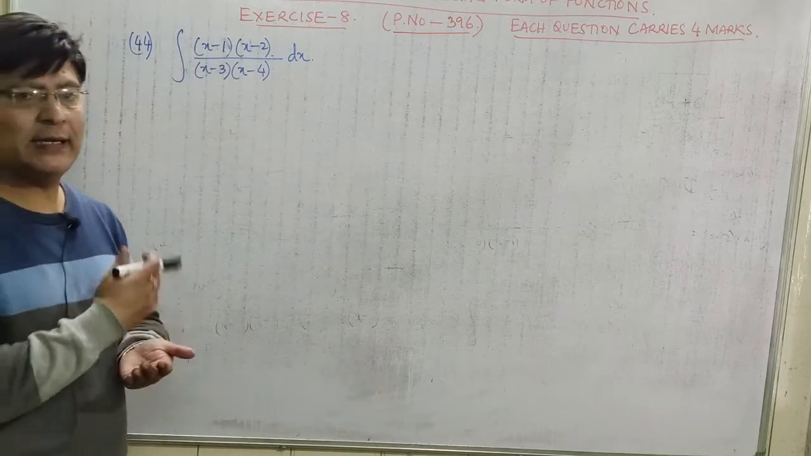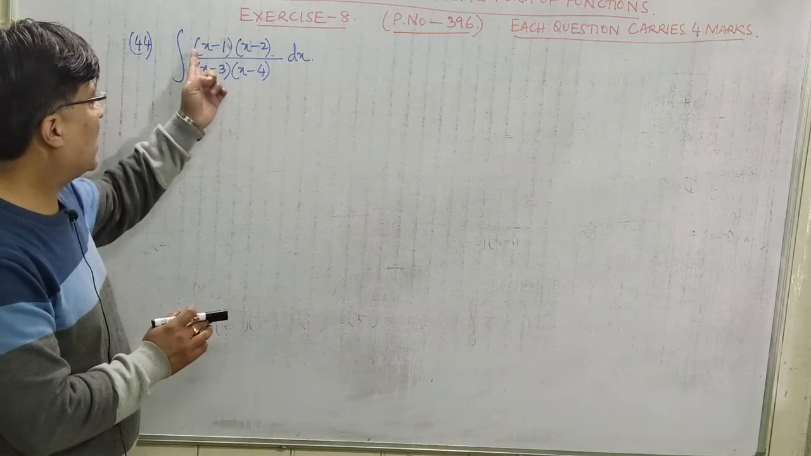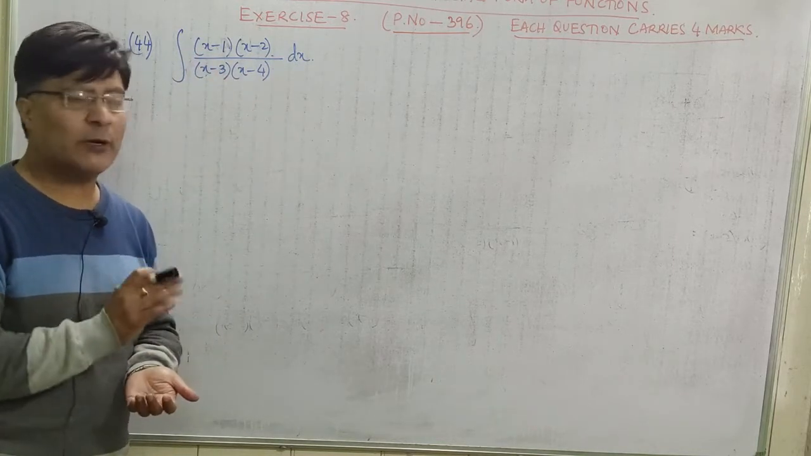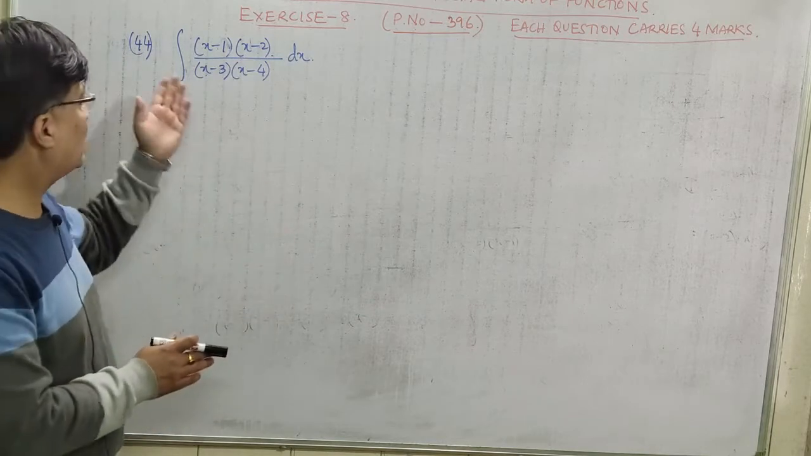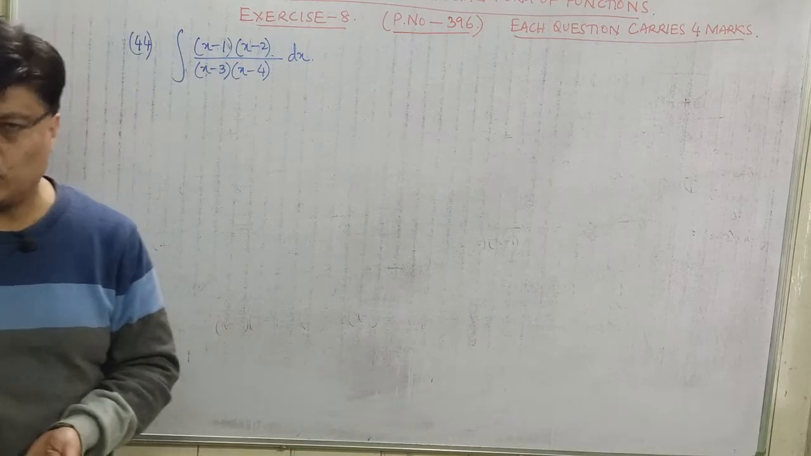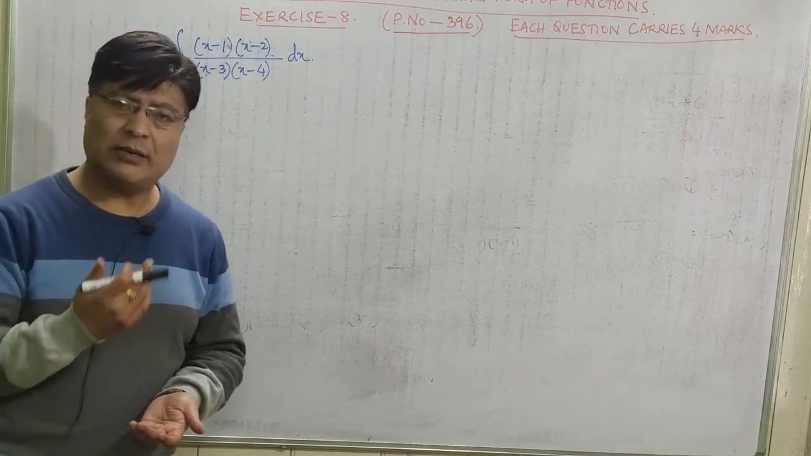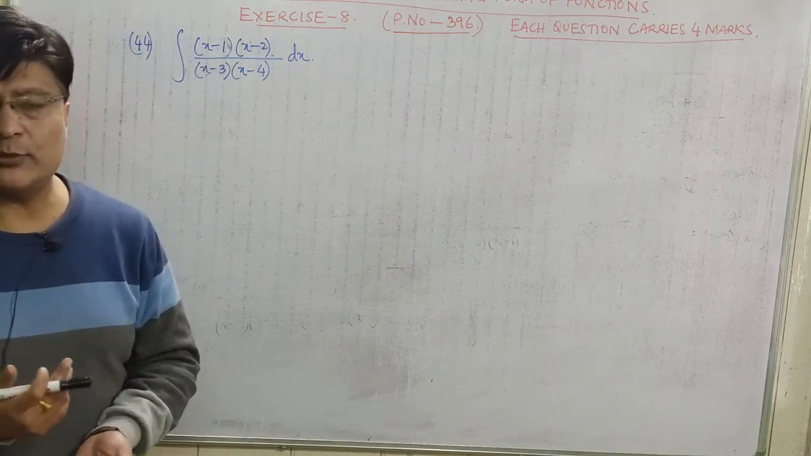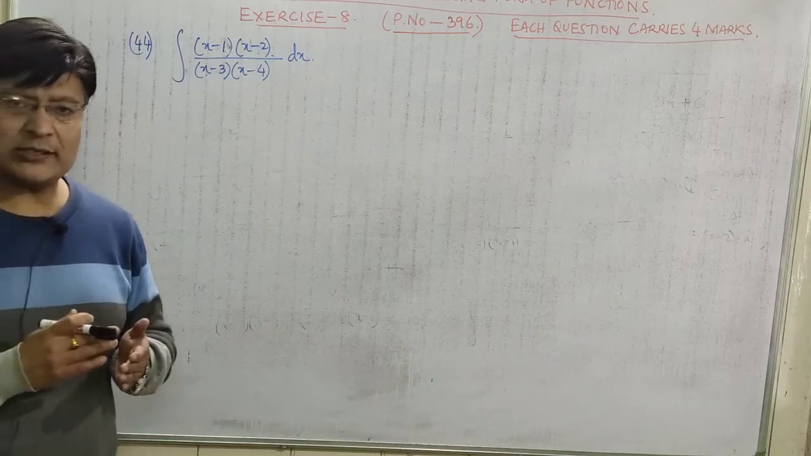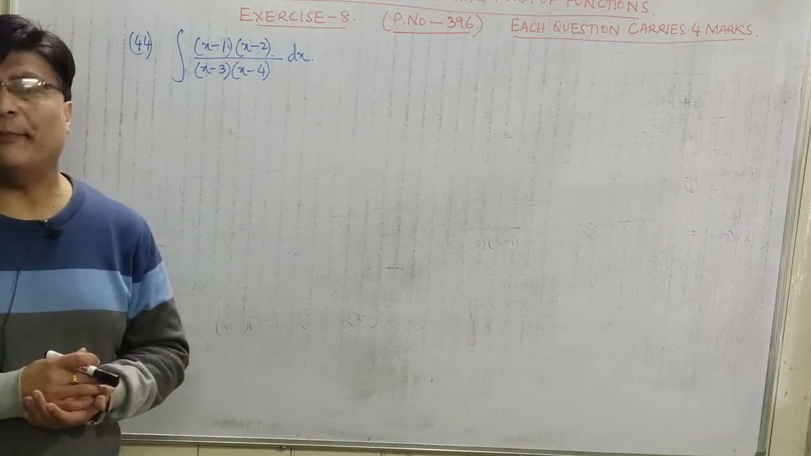So if you multiply the numerator, the highest power of x will be 2, that is x into x is x square. The highest power of x in the numerator is 2, and in the denominator also, x into x is x square, that is, the highest power of x in the denominator is also 2. That is, in both the numerator as well as in the denominator, the highest power of x is 2. So in this case also we have to use the previous method.